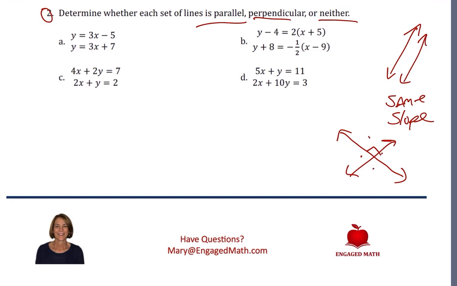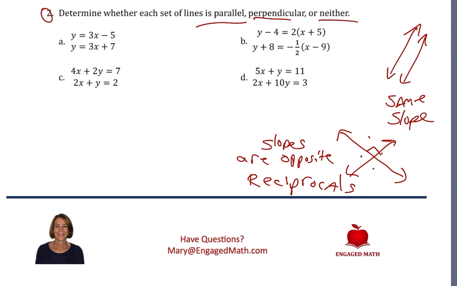Okay, so what happens if the lines are perpendicular is the slopes are opposite reciprocals of each other. So slopes are opposite, meaning opposite signs, and reciprocals, meaning the numerator and the denominator are flipped.